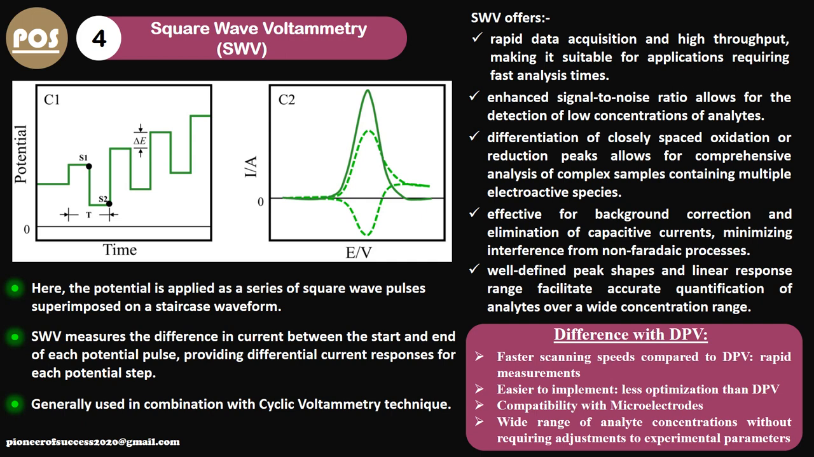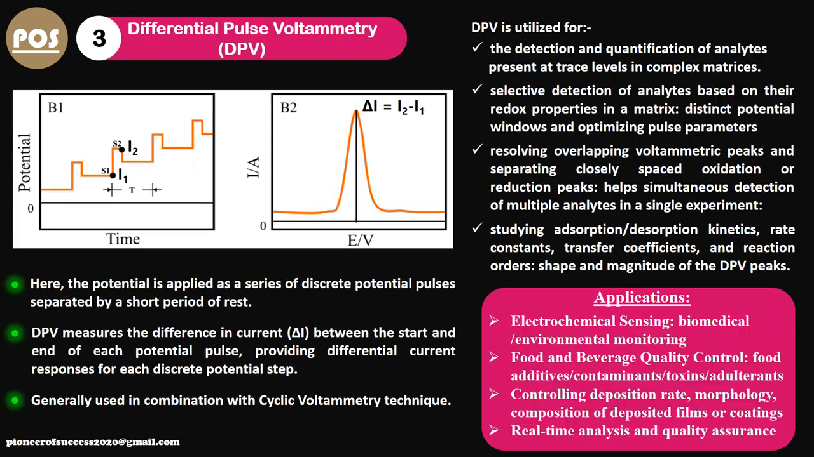This point is little bit similar to the DPV, but again we will take specific cases to make a difference between DPV and SWV. Enhanced signal to noise ratio allows for the detection of low concentration analyte. So here also, if you want to detect very trace amount of analyte, it is important. Again, it is similar to DPV. Then a few more points. Differentiation of closely spaced oxidation or reduction peaks. This is again similar.